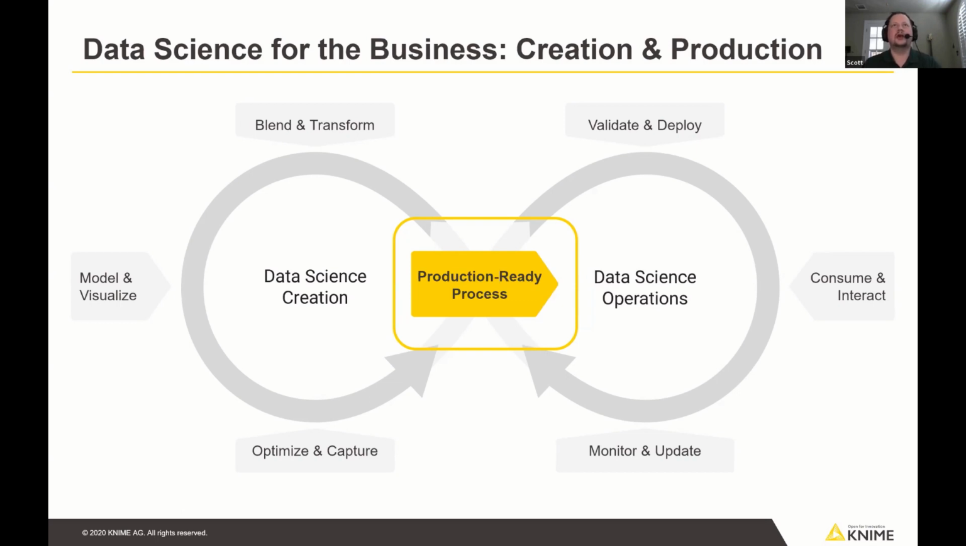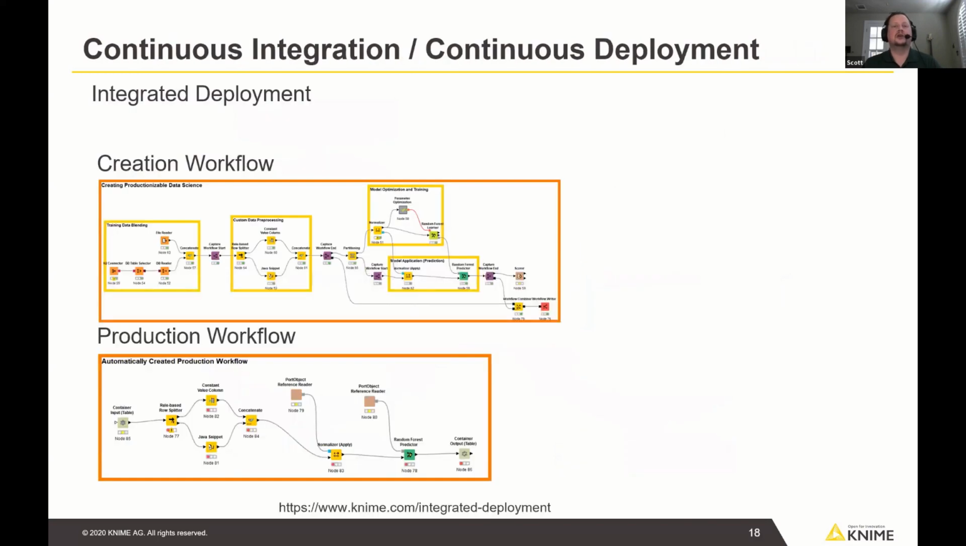And at KNIME, we think we actually have come up with something that does help, and it's called integrated deployment. So I want to talk to you a little bit about that and what it means and how it works. The idea of integrated deployment: we start with creating some workflow. This is what you see in the middle of the screen on the left-hand side here. This particular workflow is doing some typical steps that you would in building a model.